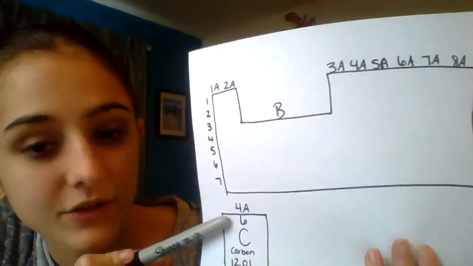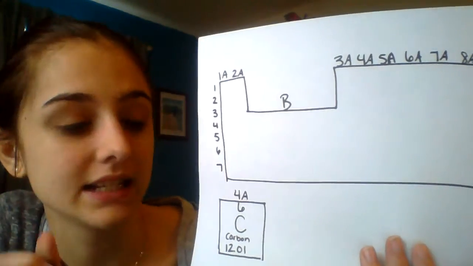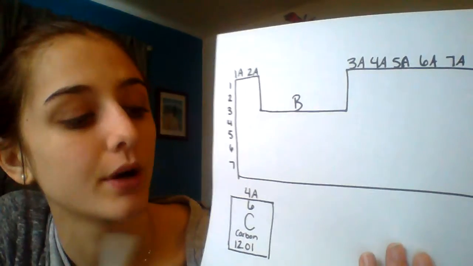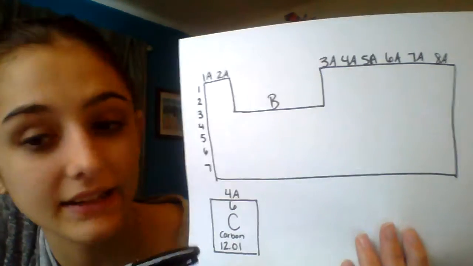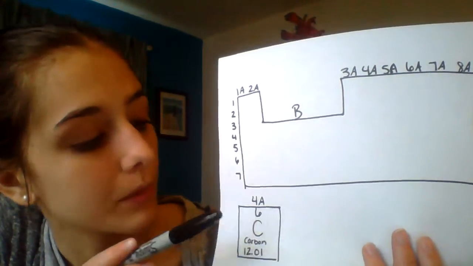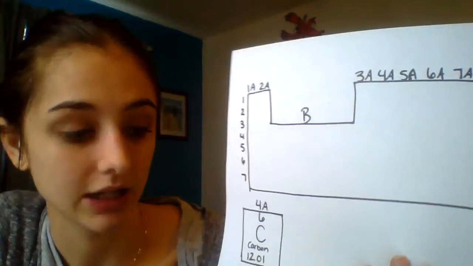Up here you see the number 6, and that represents the atomic number. The atomic number is the number of protons that are in the atom, and of course, as we all know, the number of protons is equal to the number of electrons.